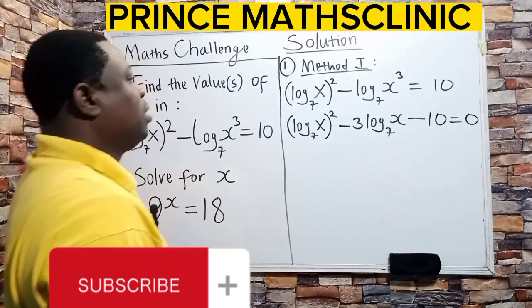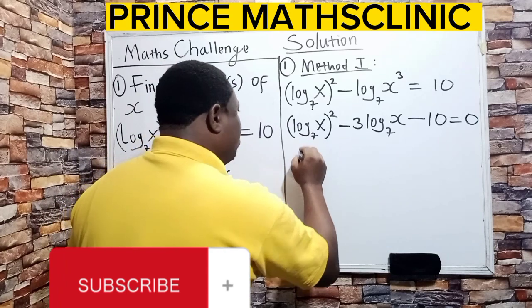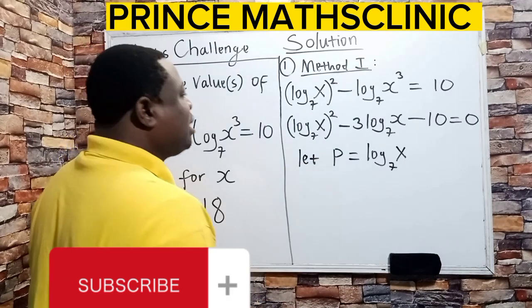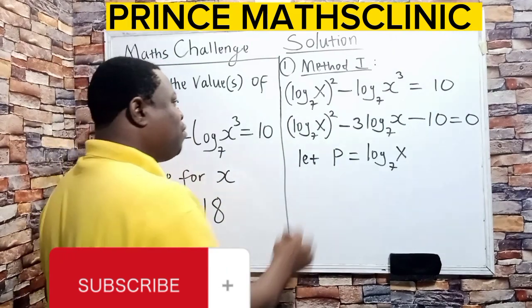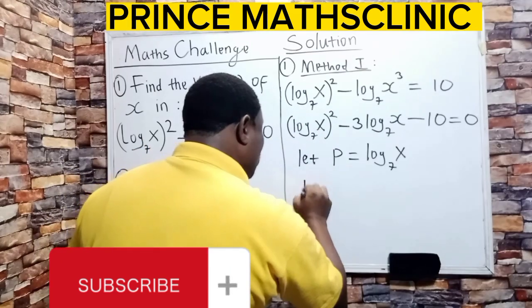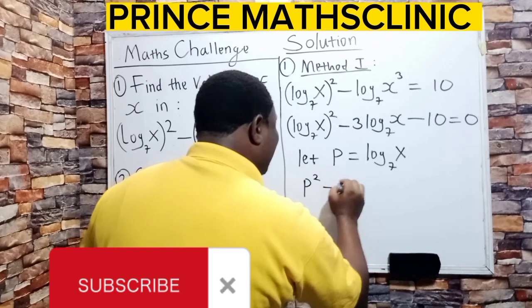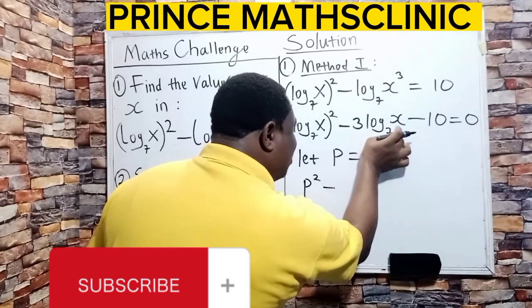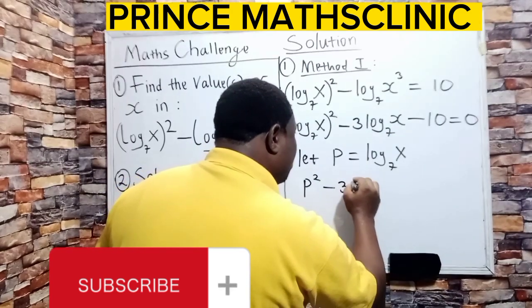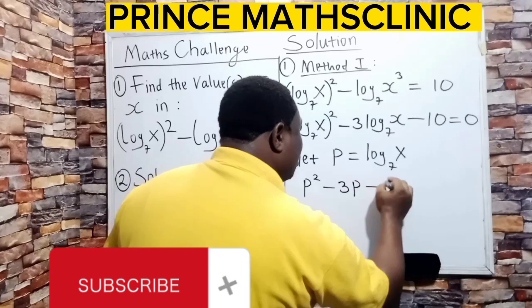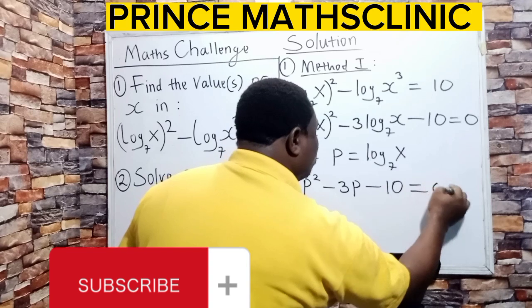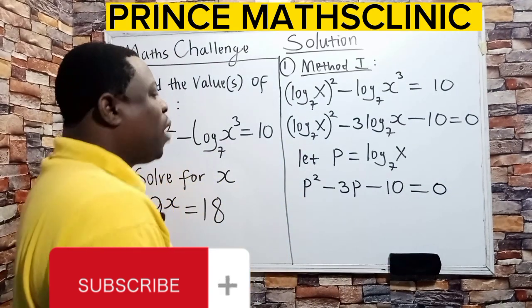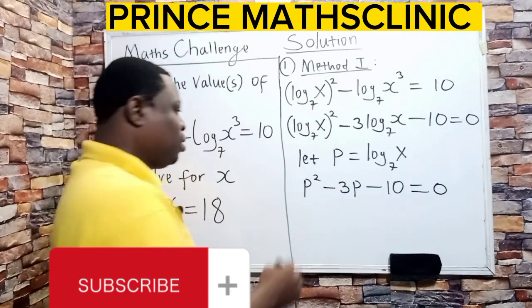0. Therefore, anywhere I see log x base 7, I'm going to put p in place of log x base 7. Therefore, this becomes p squared minus, this is 3 times log x base 7, therefore it becomes minus 3p, then minus 10 equals 0. Therefore, I have a quadratic equation.